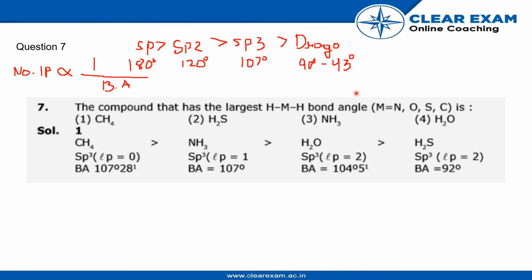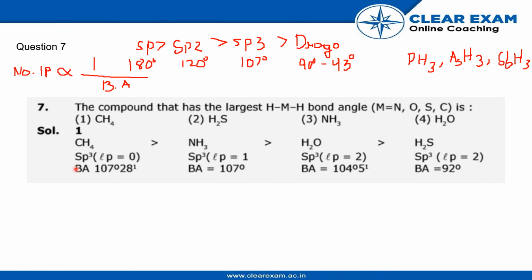So you have to remember all the Drago compounds. Some of the Drago compounds are PH3, AsH3, and then we have SbH3. Some more are BiH3, etc. So you have to remember those Drago compounds. They have the smallest bond angle, around 90 degrees. So now we have found that H2S is a Drago compound, so it will have a bond angle of 92 degrees.